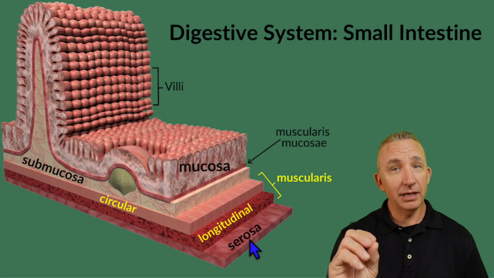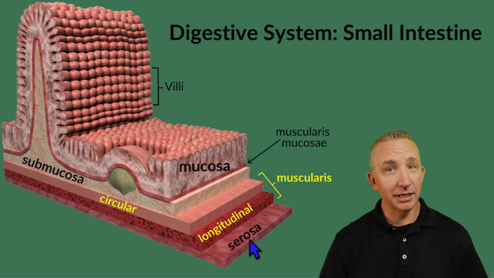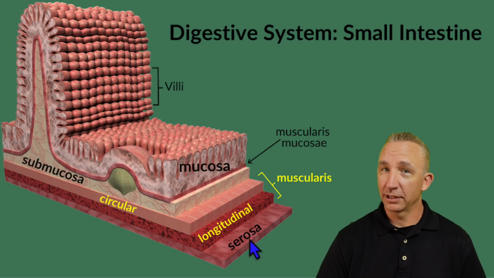The hard part's about mucosa. It's 3 types of tissue: epithelial, connective, and muscle. And then we get into muscularis. You have 2 layers, circular and longitudinal.